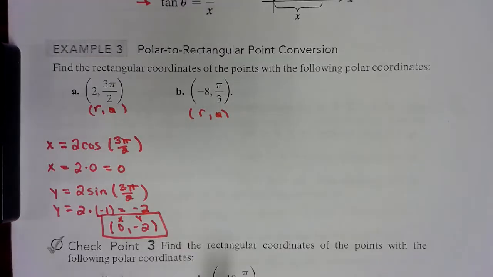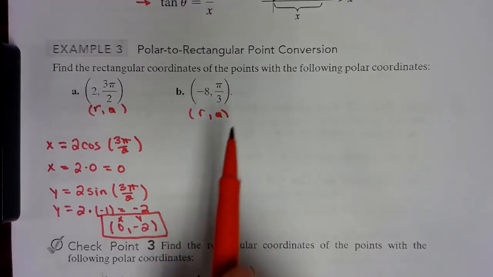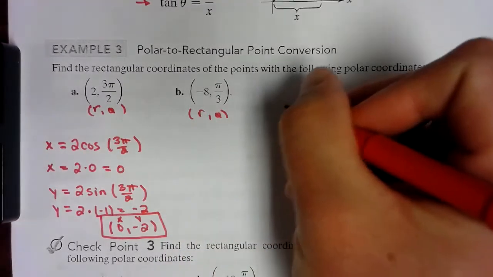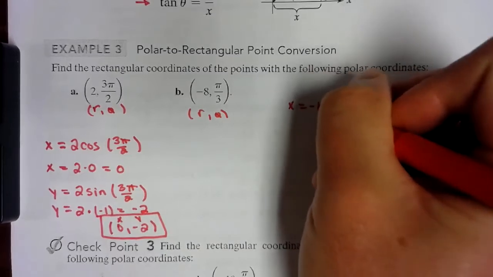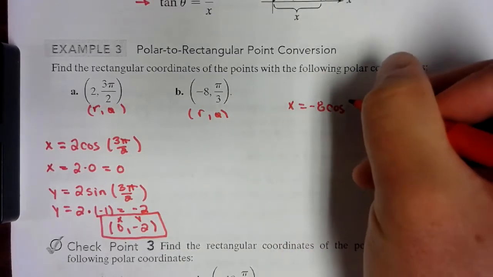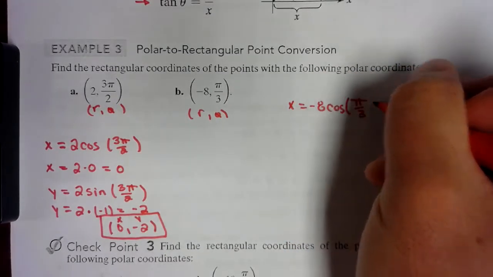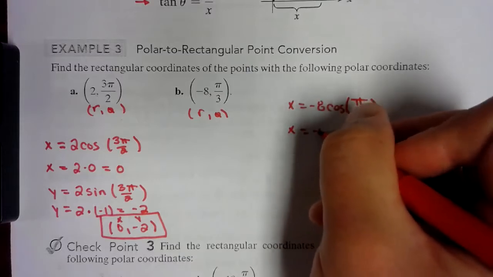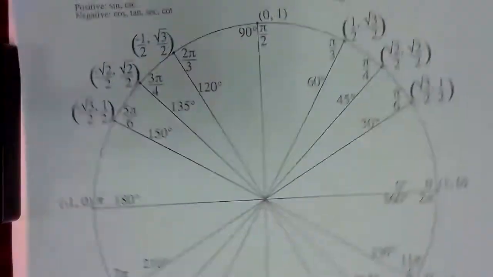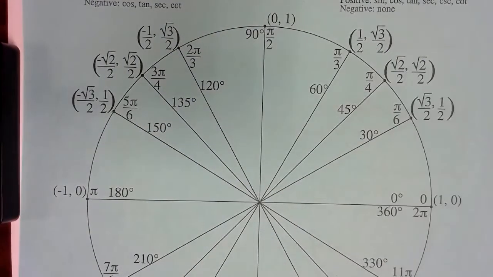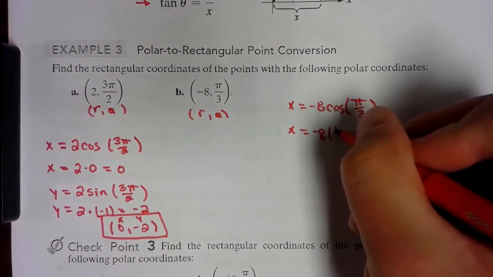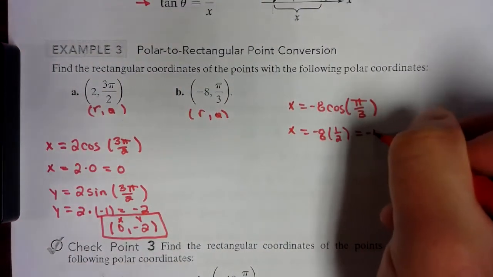Let's do one more with b here. So the value of -8 and pi over 3. So again, we're going to find x equals -8 cosine of pi over 3. So that's -8 times, well, cosine is the x coordinate, pi over 3, which is 1/2. Not too bad there. -8 times 1/2 is -4.